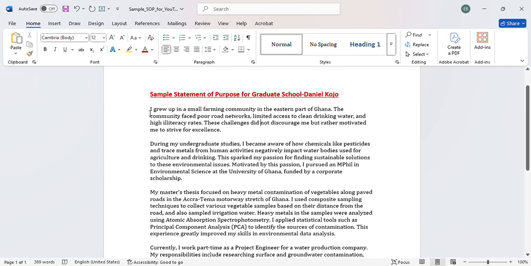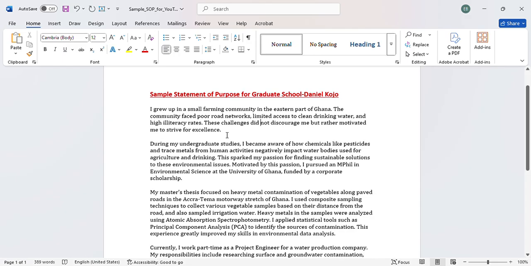I grew up in a small farming community in the eastern part of Ghana. The community faced poor road networks, limited access to clean drinking water, and high illiteracy rates. These challenges did not discourage me, but rather motivated me to strive for excellence.